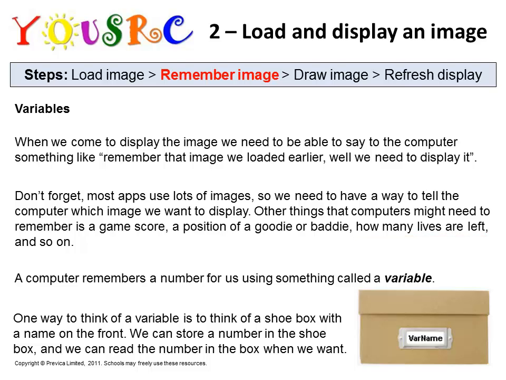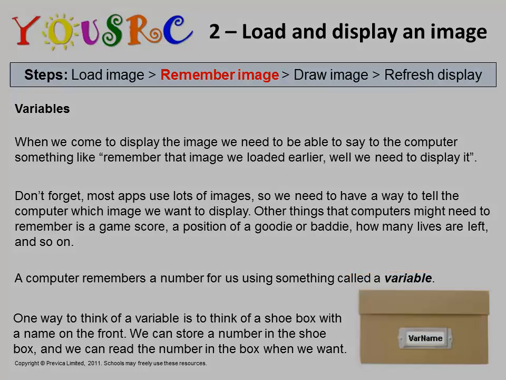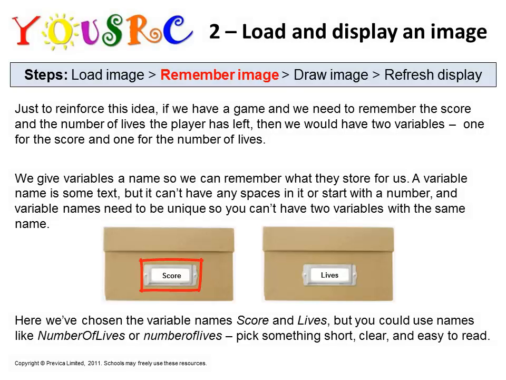If you're new to variables, then a good way to think about them is a shoebox with a name on the front. You can store a piece of paper with a number in the shoebox and retrieve that piece of paper to see what the number is whenever we want. The name on the front of a shoebox allows us to remember lots of things and know which is which. If I name a shoebox score and another lives, then when I want to know the score or the number of lives left in the game, then I can check the right shoebox.